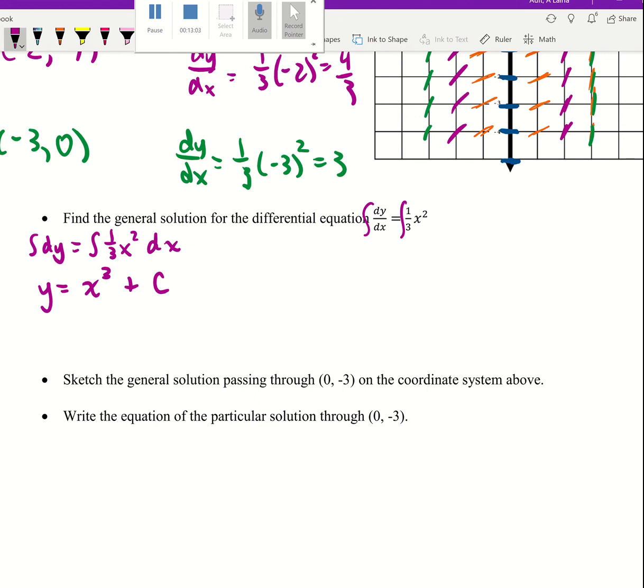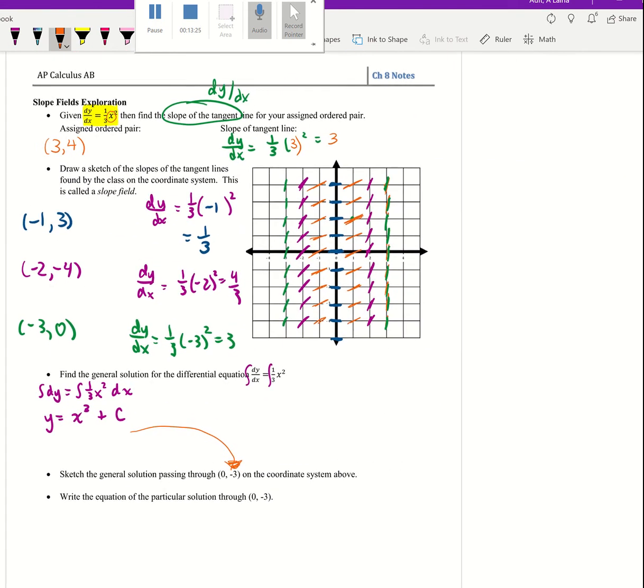Now we know what cubics look like, right? Like we know what x cubed functions look like. They look like this in general. But what we have is this plus c, which is kind of an interesting idea. And this will hopefully help you understand what that plus c means visually. What we're going to do is sketch this general solution on my slope field here, going through the ordered pair (0, -3). So I'll color this light blue. Starting at (0, -3), I'm going to sketch what an x cubed curve would look like.